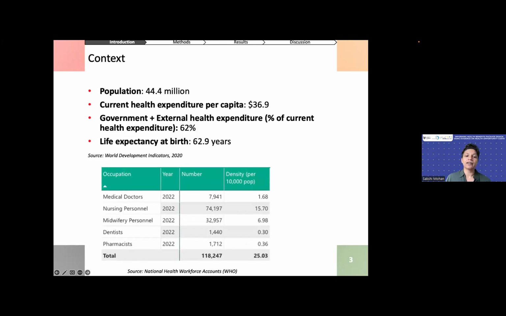Importantly, there is a huge problem of human resource shortage in the country. These are just some figures from the National Health Workforce Accounts. What we see here is that overall, the density of health workers per 10,000 population is half of the global median. And so this is what we wanted to focus on addressing through our prioritization of services.